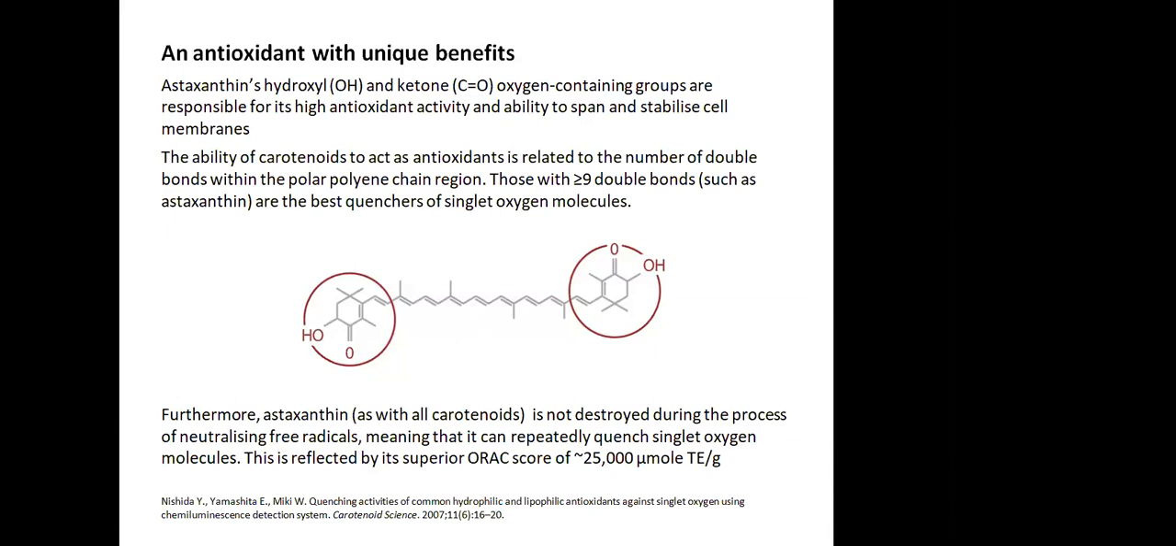The carotenoids are well known because they have high levels of double bonds, but it's only the ones that have in excess of 9 double bonds that can be considered the best quenchers of singlet oxygen molecules. And again, I'll talk about that in a moment as well. Astaxanthin, which is really key, is not actually destroyed during the process of neutralizing free radicals. This means that it can just keep going, repeatedly quenching singlet oxygen, these damaging radicals. And this is reflected by its very, very high ORAC score.